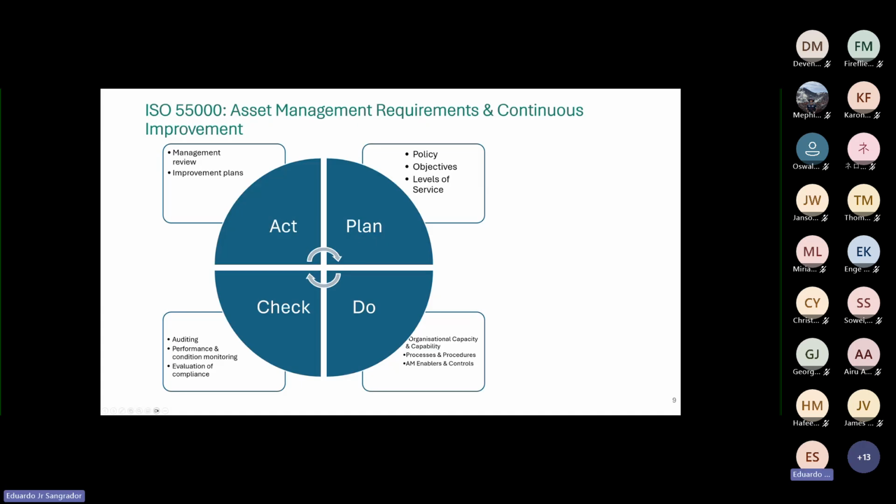But in relation to ISO 55000, the asset management framework requires drilling down on the requirements of the plan to check as a cycle. So your policy, objective, the level of service, the organization capacity, the process and procedures, the asset management enablers. Those are the things you do. We check, we audit the asset, we audit the performance and condition monitoring, and evaluate the compliance when you are implementing the projects. Then you act on it: you check and do management review and do the improvement plan, cross-checking on your policy. So basically, that's the cycle when you're doing asset management.